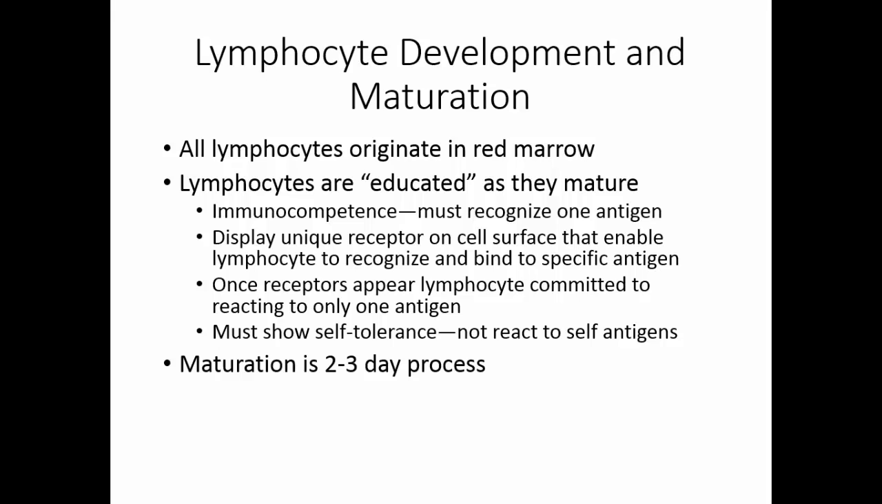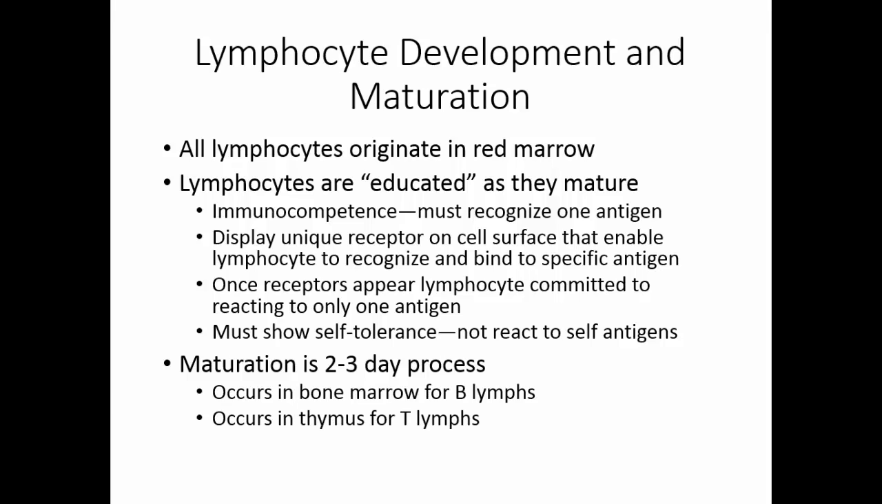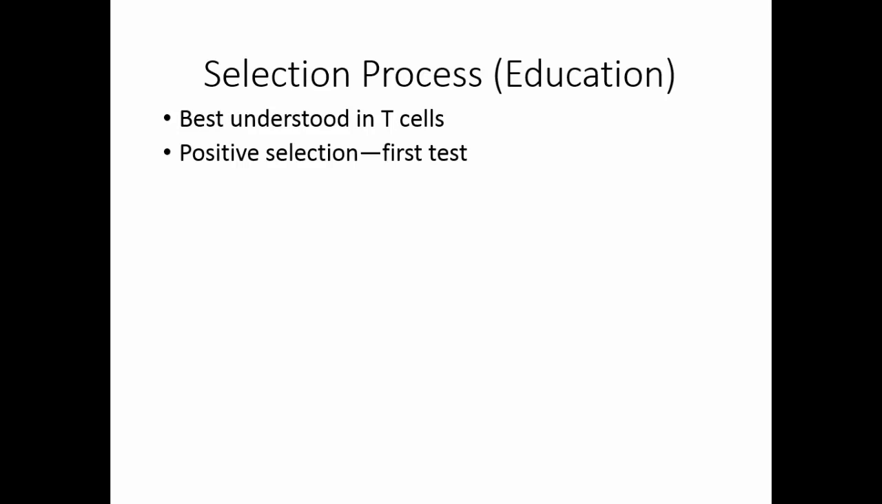The maturation process is a 2 to 3 day process. It occurs in the bone marrow for the B lymphocytes, and it occurs in the thymus for the T lymphocytes. The selection process is best understood in the T cells. It's a two-step process. First, cells go through positive selection. This is the first test. T cells have to survive self-MHC antigens in order to survive in this test.